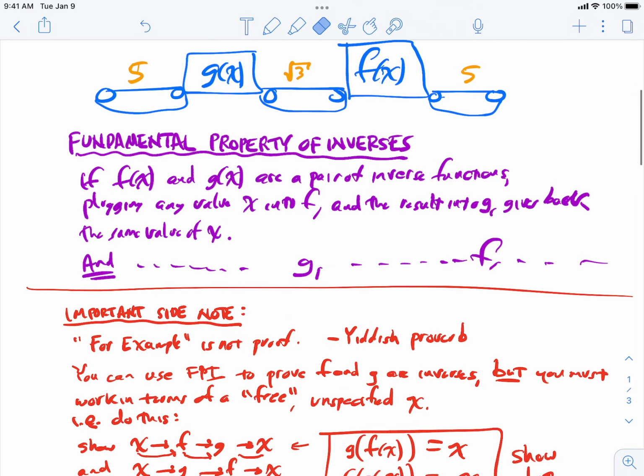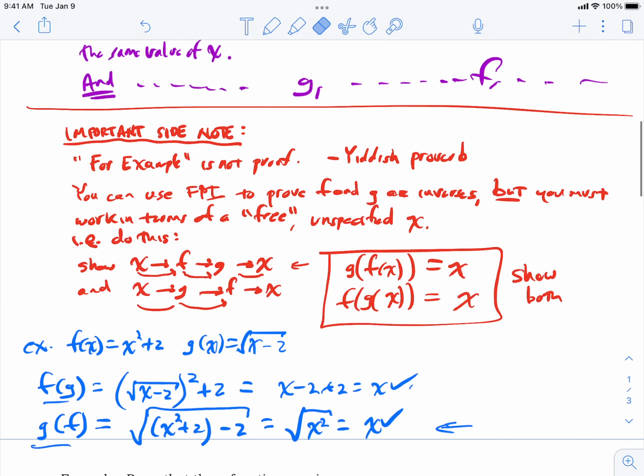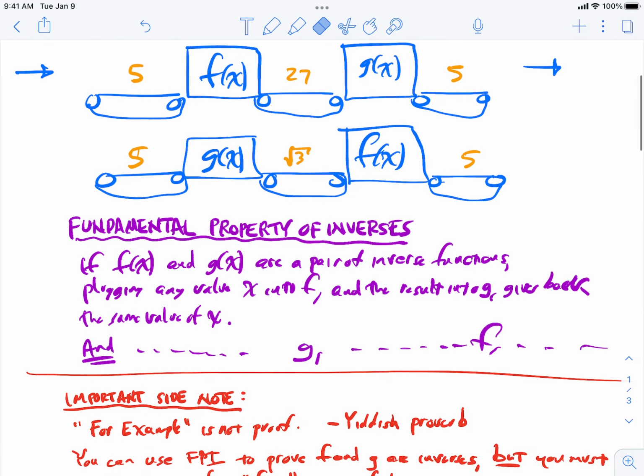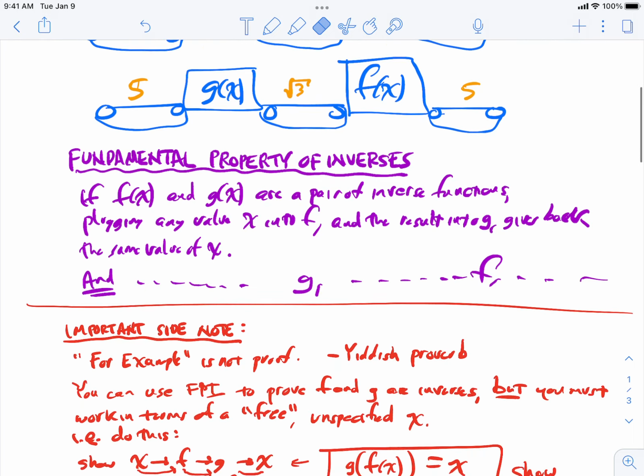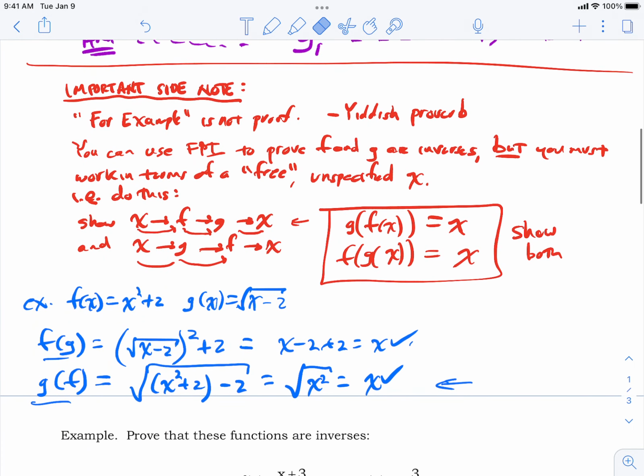Some people, if I ask them to prove that they're inverses, they might say, well, it worked for 5, it worked for 6, it worked for -3. Yep, it works. That's proof. That's not proof. For example, it's not proof. You have to do it this way. You have to do it working in terms of an unspecified general sort of a free value of x.